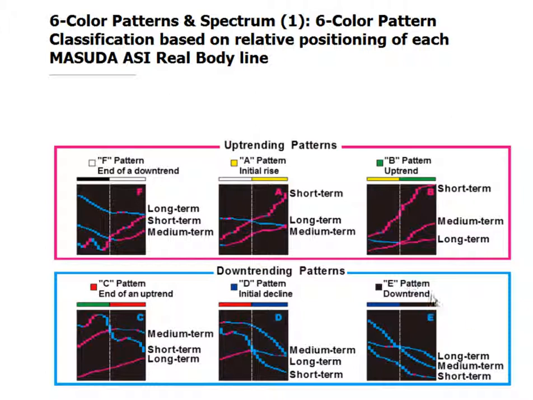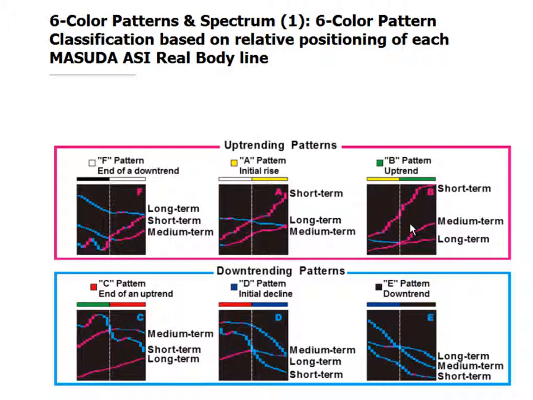And conversely, if we look directly below that, we have the E pattern, which is black, where we have the opposite to the B pattern. In this case, at the top we have the long term, then in the middle the medium term, and short term at the very bottom. So this is the weakest or the strongest declining color pattern, or the worst pattern. And respectively, you can see F, A, B here, C, D, E, and the respective relationships.